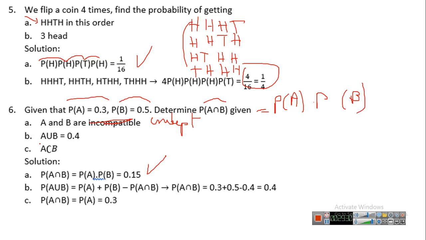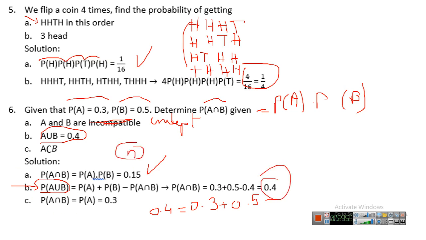Find P of A intersecting B if A union B is 0.4. We know that P of A union B is PA plus PB minus P of A intersecting B. So in that case, P of A union B, which is 0.4, equals PA which is 0.3 plus PB which is 0.5 minus P of the intersection. Suppose A is inside B, what will be the intersection? A intersecting B is A, so it will be 0.3 directly.